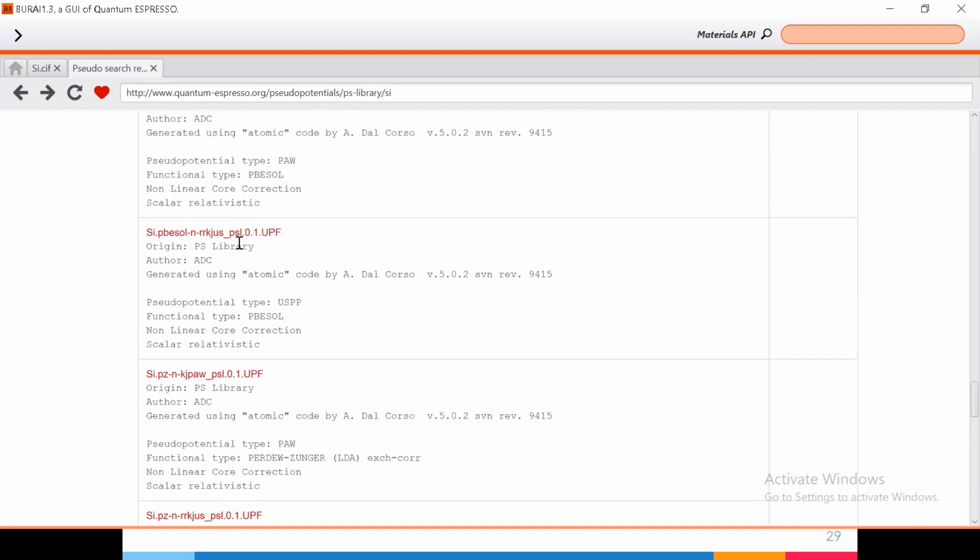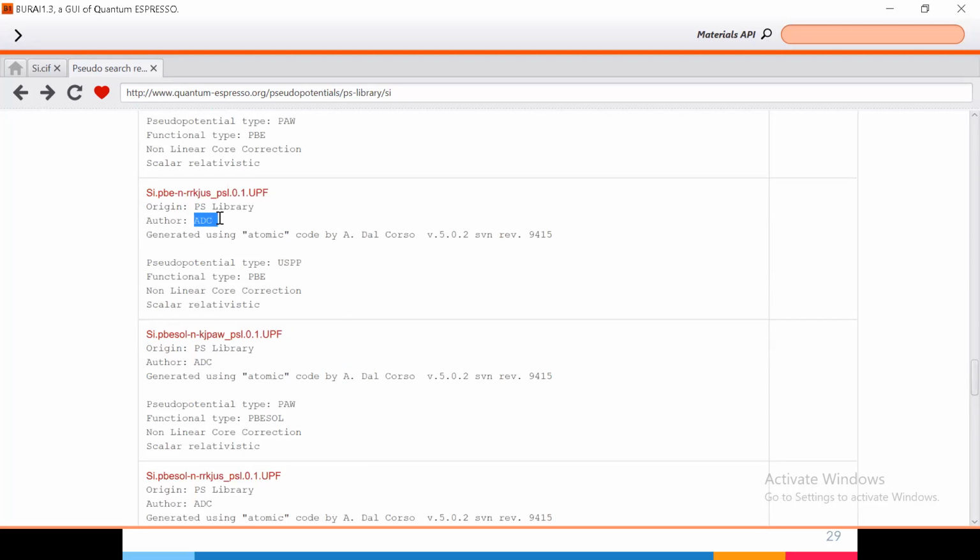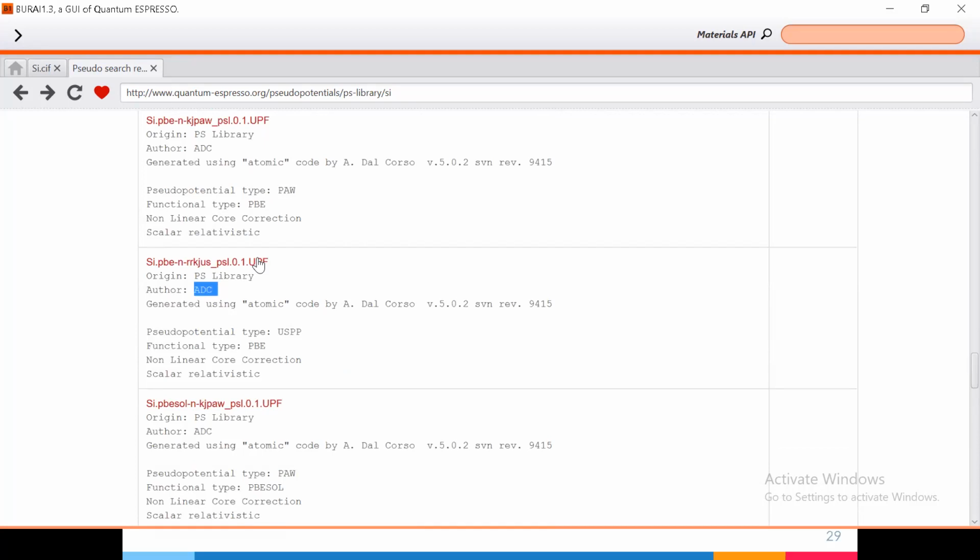PBEsol has the nonlinear core correction, so that is also good. Anything by Andrea Dal Corso is really good. He is the maestro of pseudo potential generation. So they have used his code, so if it says author ADC, then that's normally a pretty good pseudo potential. So you can select any one of these. It's absolutely fine because PBE generally works.